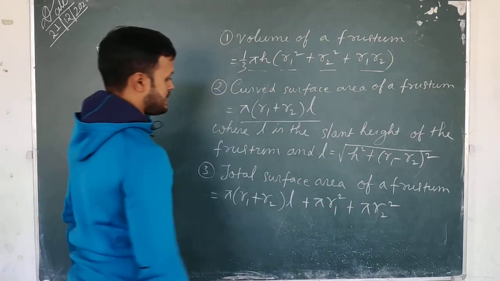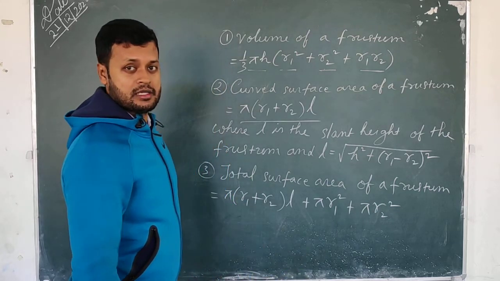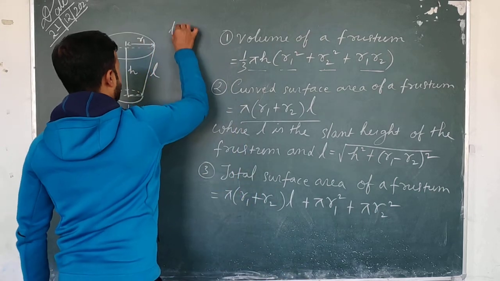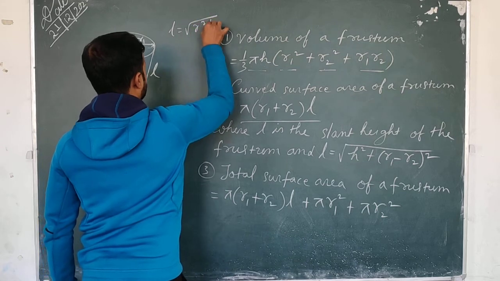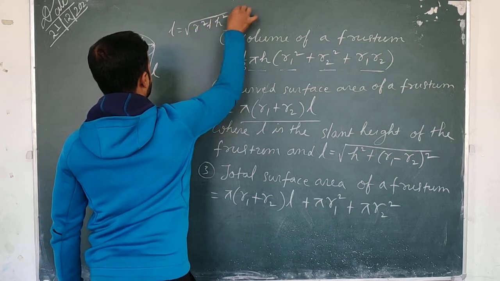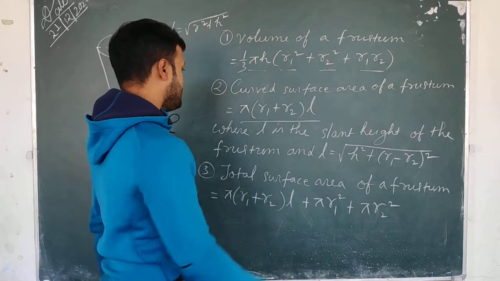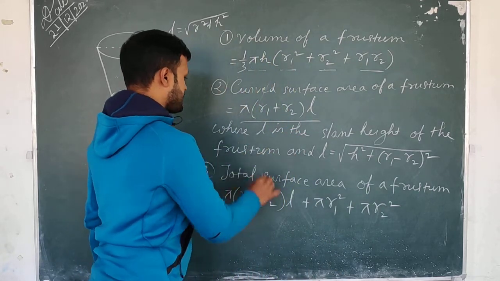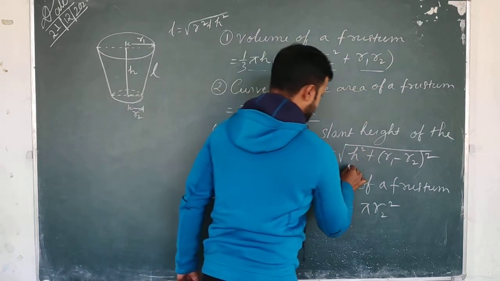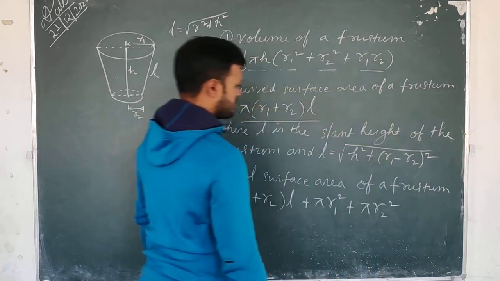And how to find the slant height? Like we found the slant height of a cone. Slant height of a cone was l is equal to root over r square plus h square, isn't it? This was the slant height of a cone. Now here for the frustum, the slant height will be a little different. Where l is the slant height of the frustum and l is equal to root over h square plus (r1 minus r2) whole square.